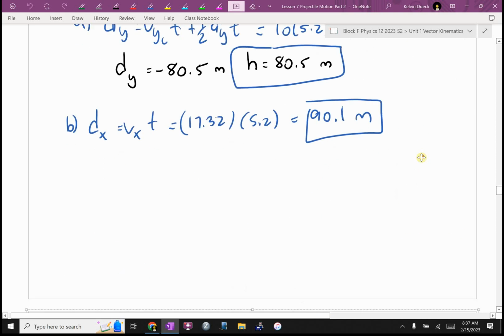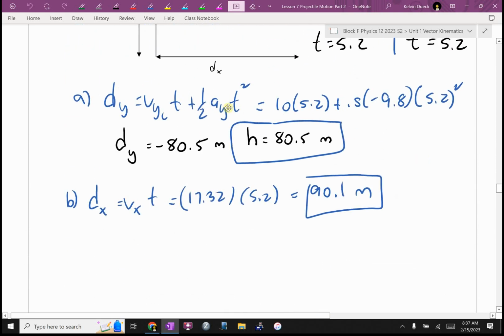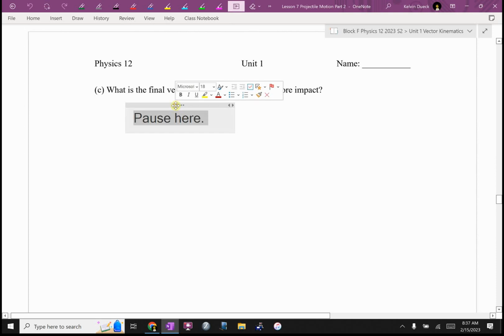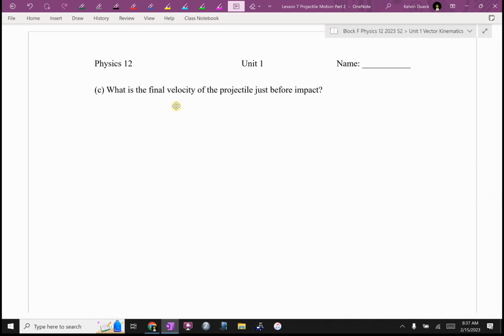All right. We had found the height. We had found the range. Now it wants the final velocity just before impact. This is probably the more challenging type of question. What's the final velocity going to look like?